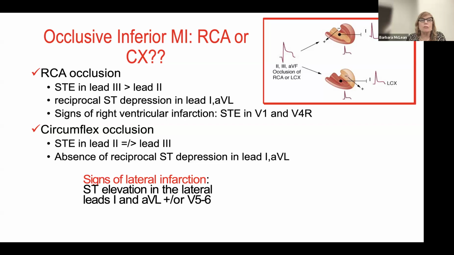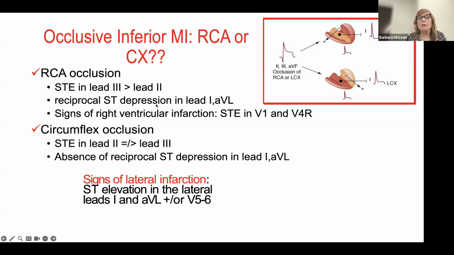If the occlusion is in the circumflex, and remember, there's some shared circulation to the inferior wall between the RCA and the circumflex, typically ST segment elevation is greater in lead 2 than in lead 3. So that's pretty straightforward. You just swap it out. And actually, you typically will not have ST depression in lead 1 and AVL.